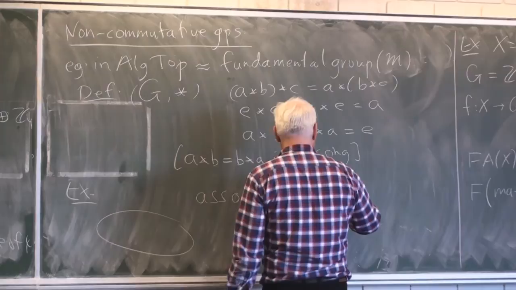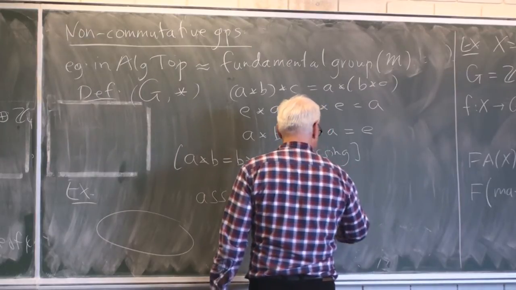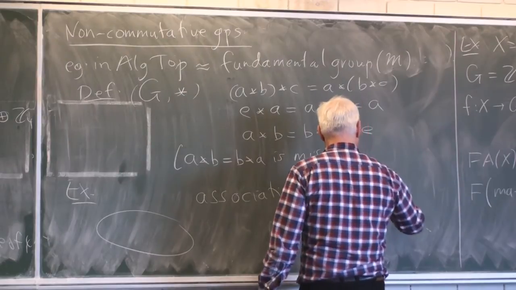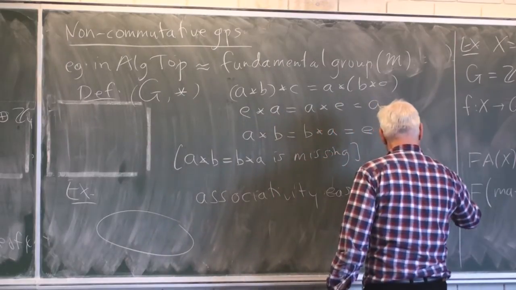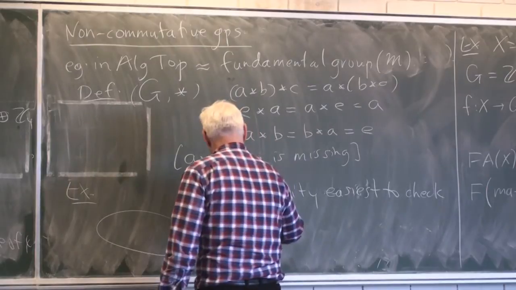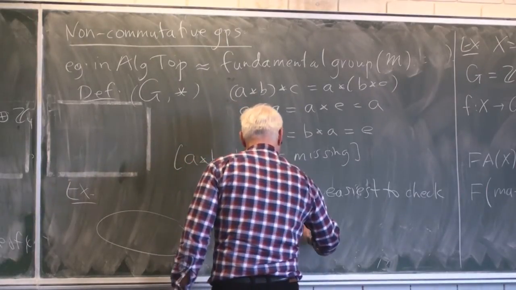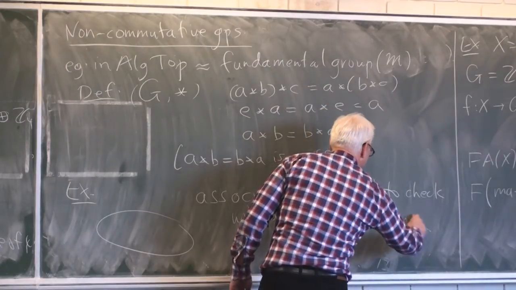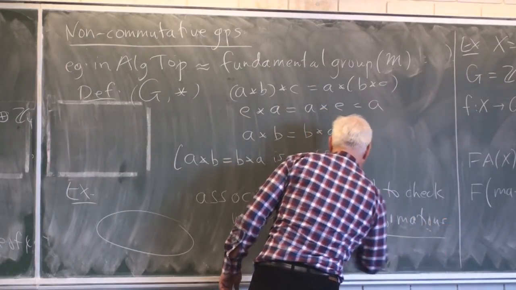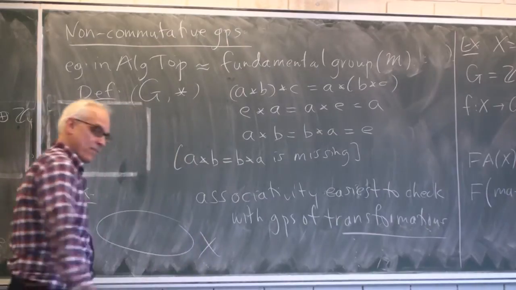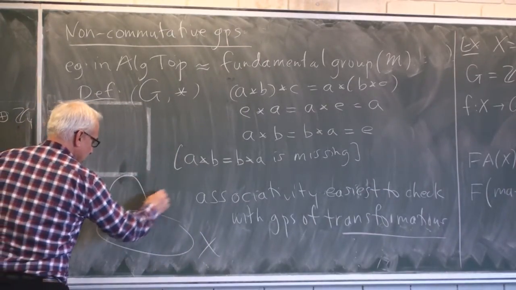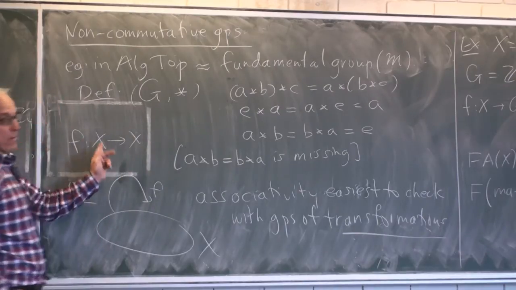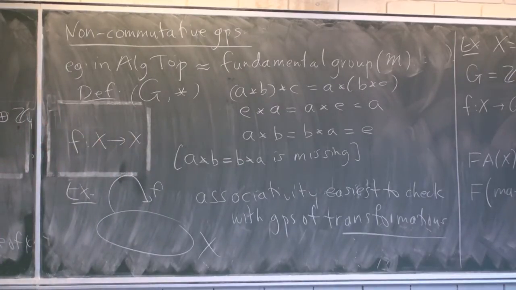Associativity is easiest to check with groups of transformations. That means we have some space X, and we're considering functions from X to X.